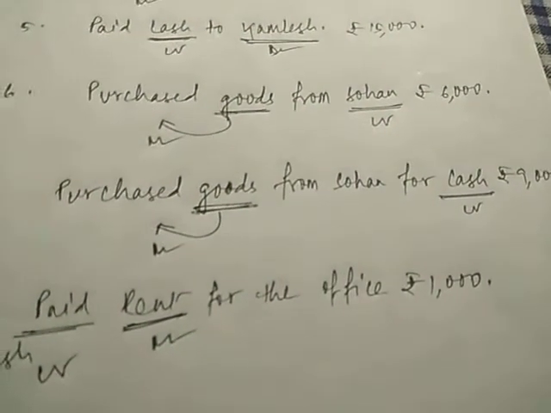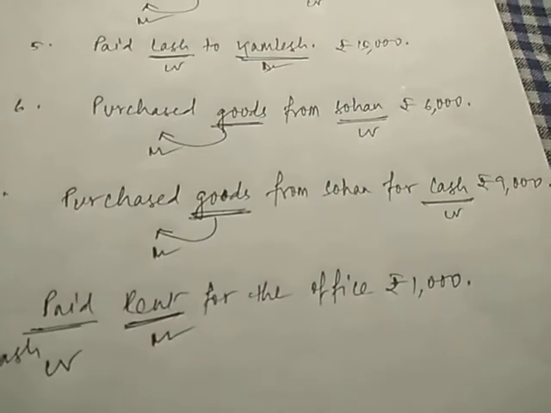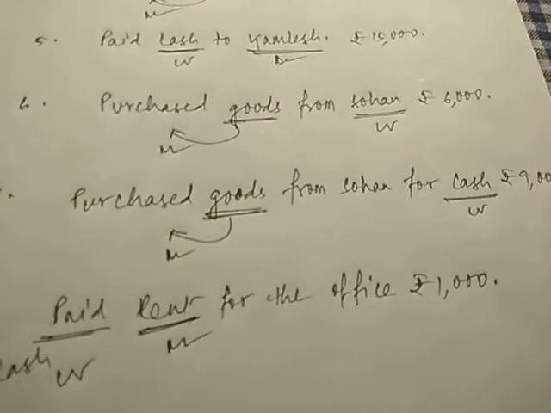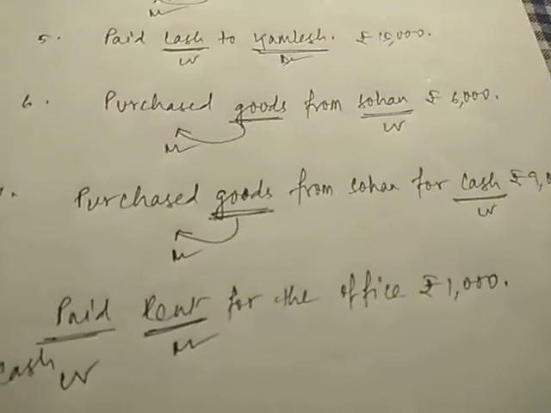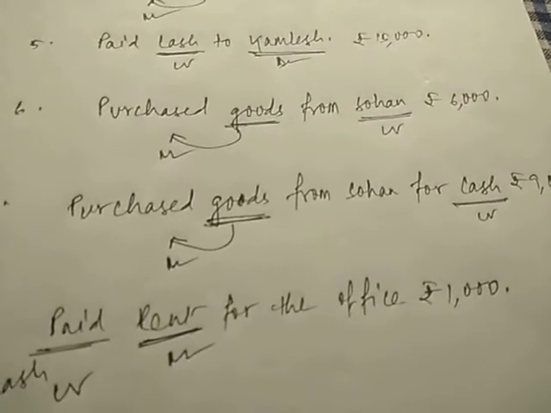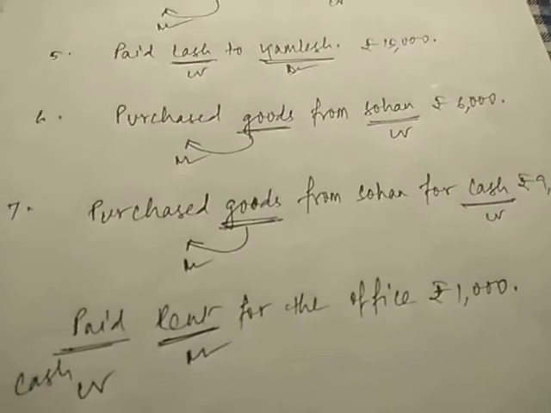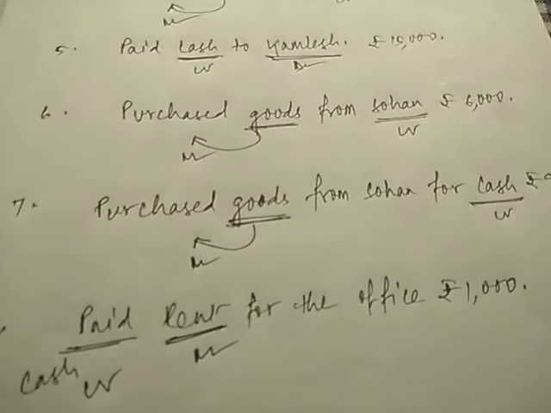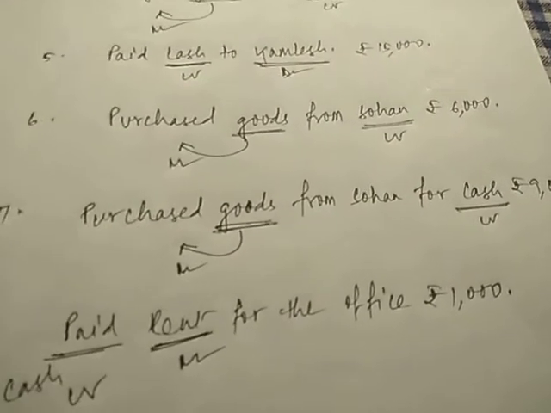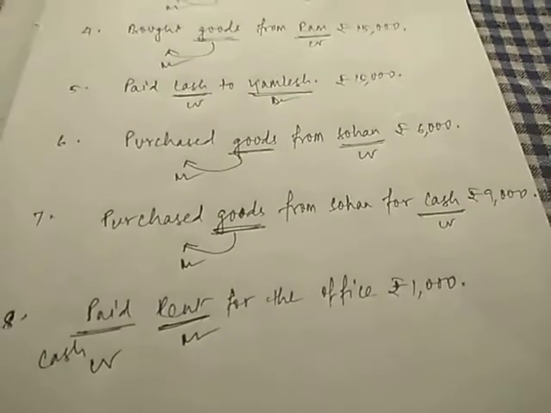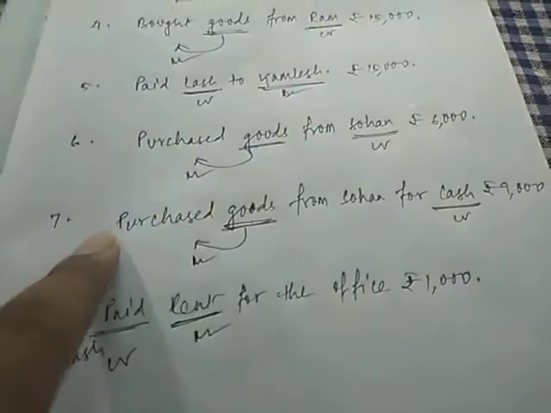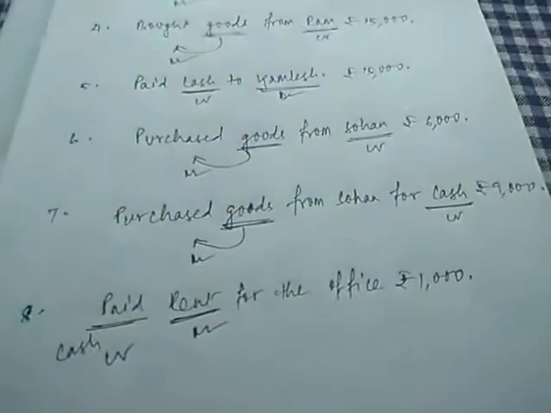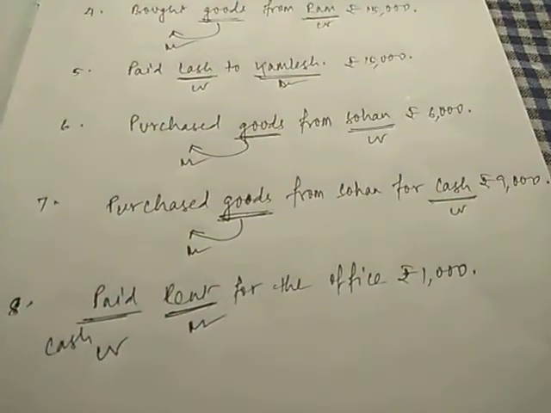In number 7, purchase goods from Sohan for cash. We have again purchased goods from Sohan, but this time for cash. So whenever cash is written, we won't see the name. Whenever cash is written, we buy or we sell goods for cash. At that time, we won't be seeing the name. We'll just see what is the transaction. It is a purchase and it is made against cash. So that is more important for us, not the person from whom we are making the transaction. So purchase goods, purchase will be debit, and what we have spent against purchase, cash, we have paid cash for that. So cash will be credit.